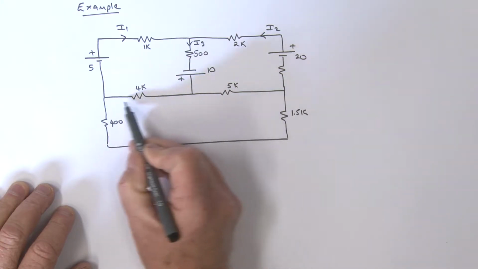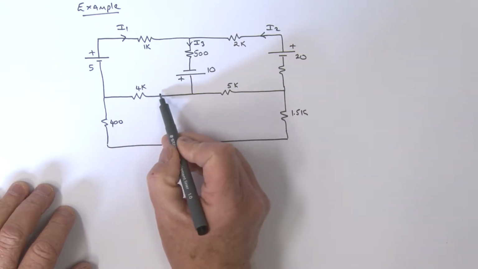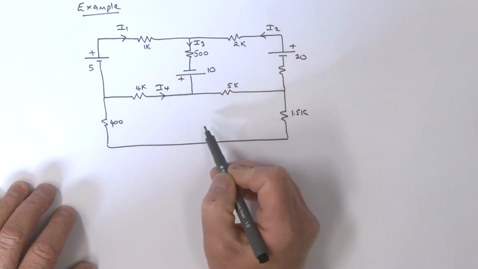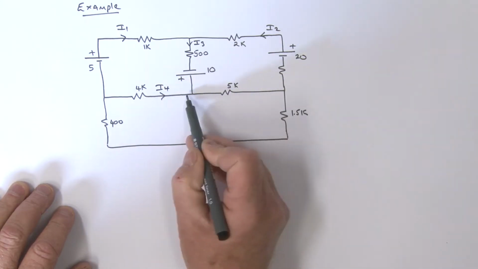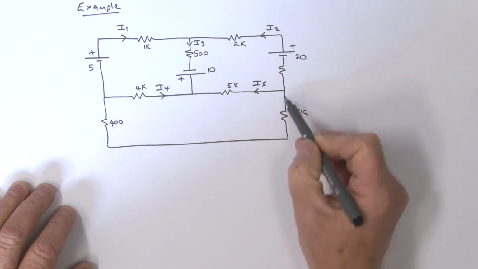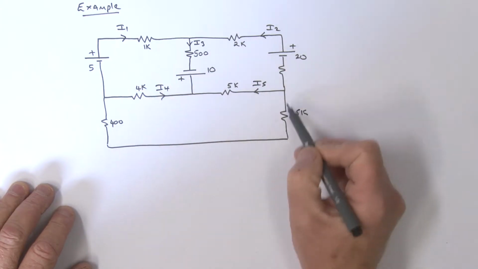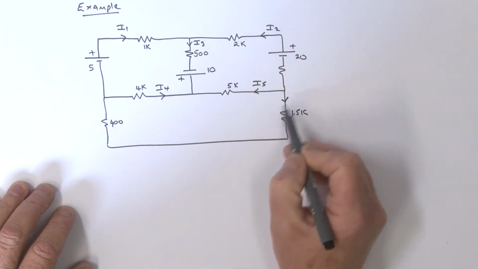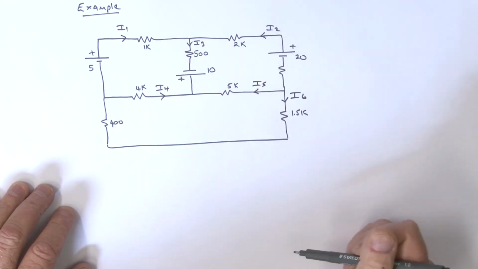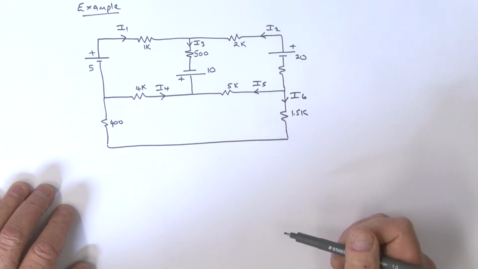Now we can talk about a current in here. So let's go ahead and call that I4. And of course we've got a current in here. Well, we could go ahead and call that I5. And then we could talk about a current flowing here, and we could call this current I6. All right, so really there are 6 currents that we are actually dealing with.